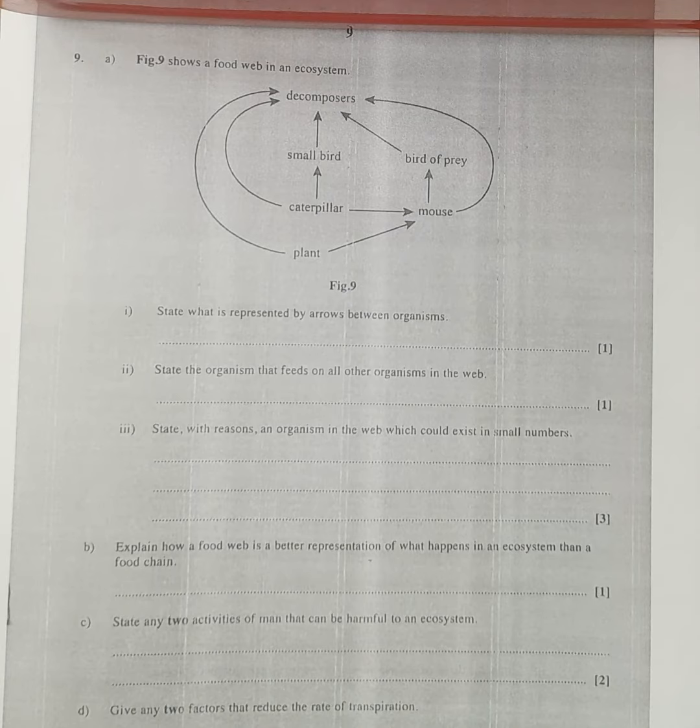Let us move on to number 10. Sorry, I made a mistake. Let us now move on to number 9. We're doing number 8. So on number 9, we are having a fig 9, which is showing a food web in an ecosystem. So we are supposed to state what is represented by arrows between organisms. So these arrows, they are showing the flow of energy from each level to another level. So we are going to write energy flow.